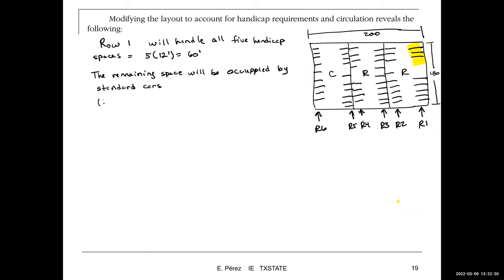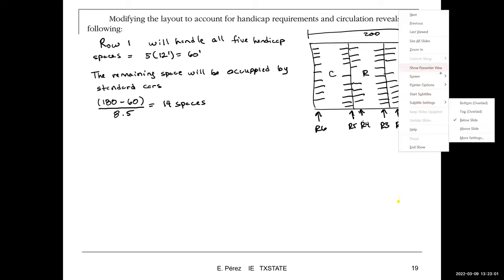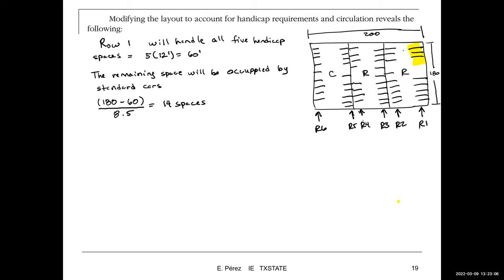So that means we are going to have 180 minus 60, which is 5 times 12, the space that you need for the handicap, divided by the space width for standard cars. And that is a total of 14 spaces. So in this first row, we're going to have five handicapped spaces here, and then the rest is going to be 14 for regular cars. So that first lane would have 14 spaces for regular cars and 5 spaces for handicap. Okay, so we are not going to touch that one.